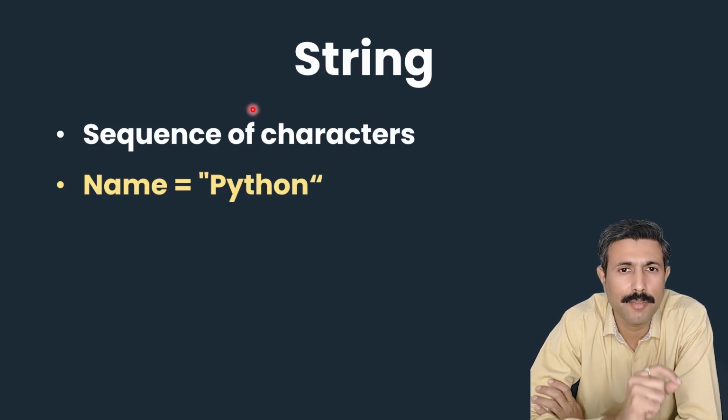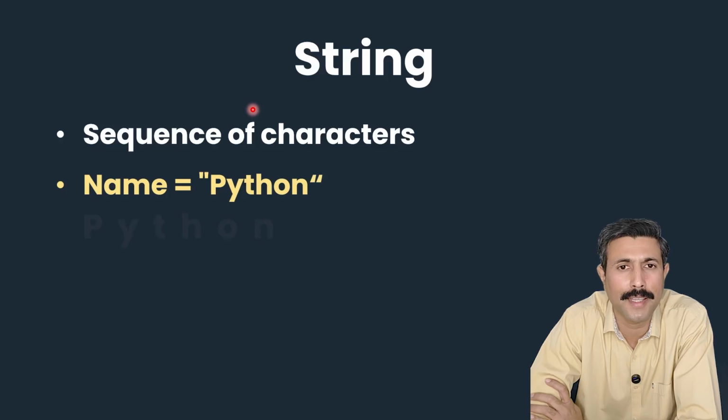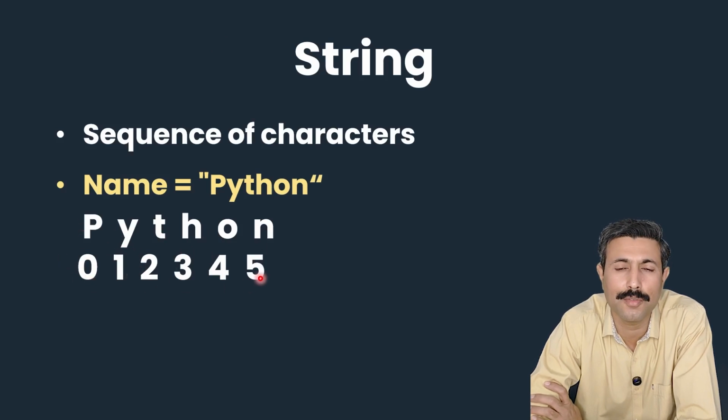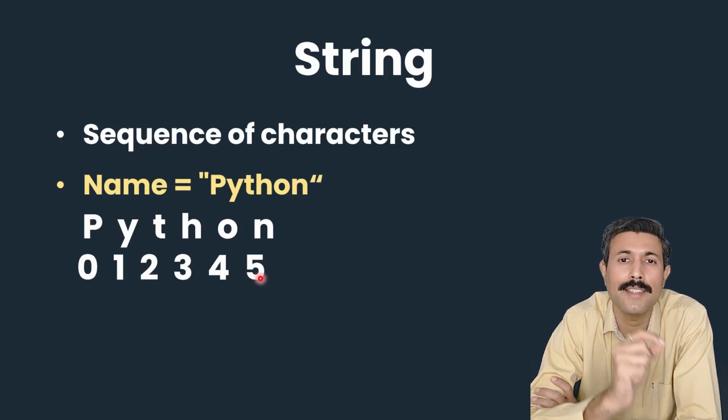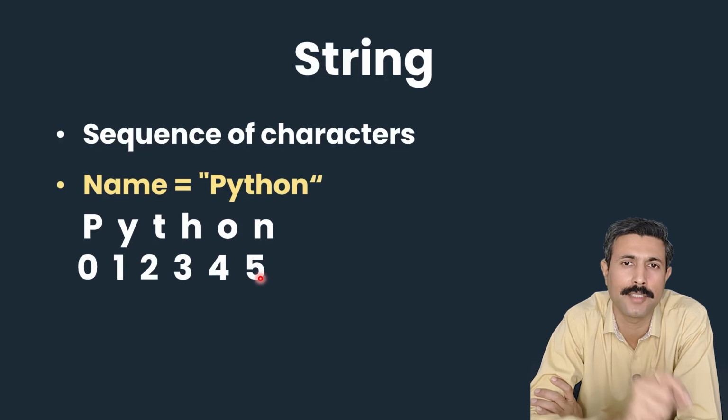Now let me tell you something very important about it. Internally, Python stores it like this: Python and then 0, 1, 2, 3, 4, 5. Now what does it mean? These are the indexes of each and every character, right? So the index is 0, 1, 2, 3, 4 and 5. Earlier we understood that sequences have an index, right? Sequence data types have an index. So here each of these letters P, Y, T, H, O, N has a specific index, right?